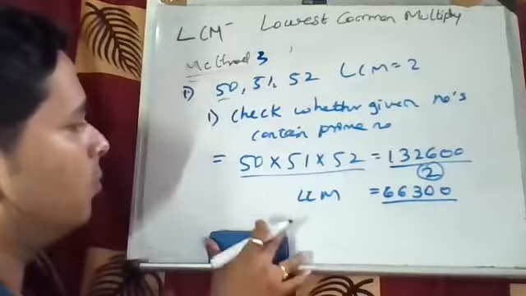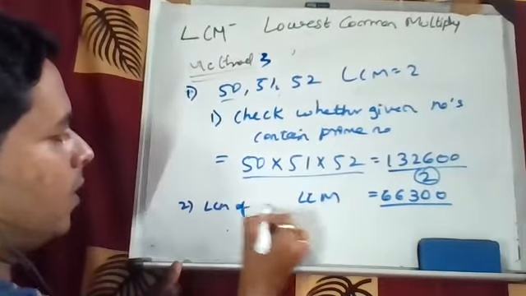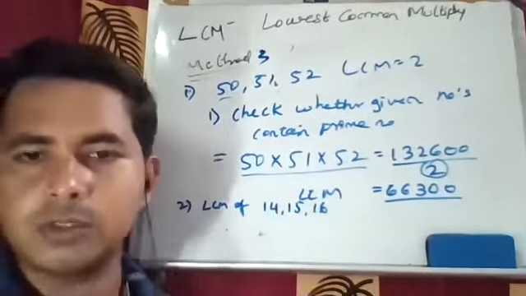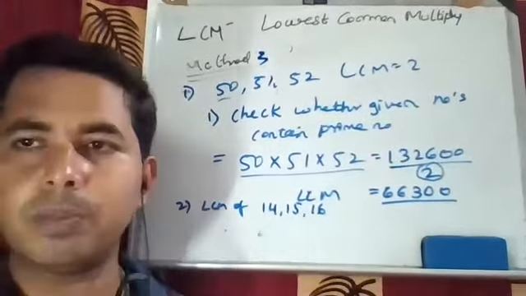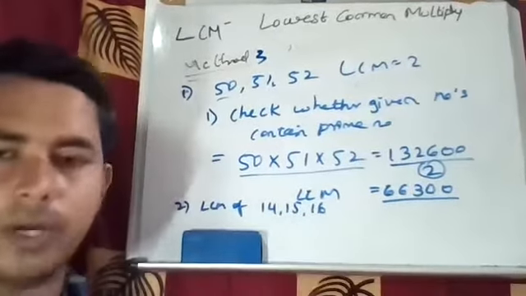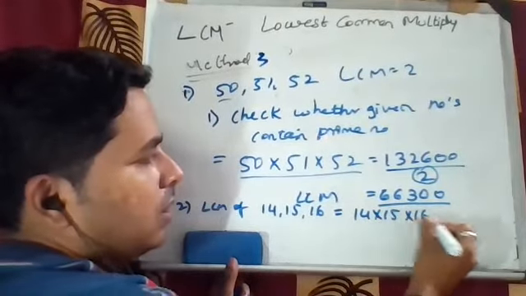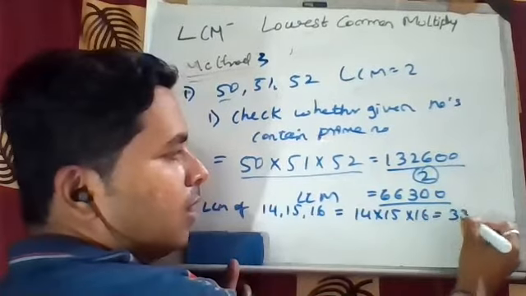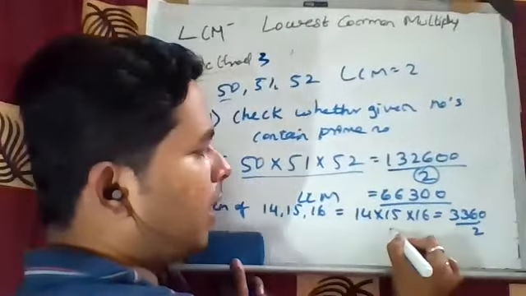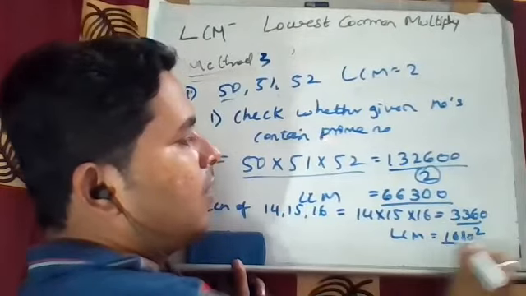Same way, I'll take one more example. What is the LCM of 14, 15 and 16? देखो 14 is also not a prime number, 15 is also not a prime number and 16 is also not a prime number. तीनों से तीनों डिवाइड होते हैं. So multiply all three. 14 into 15 into 16. If you multiply all three, you will get 3360. Divide by 2 because it does not contain any prime number. So आपका LCM क्या होगा, इसका आंसर आएगा 1680 is your LCM.